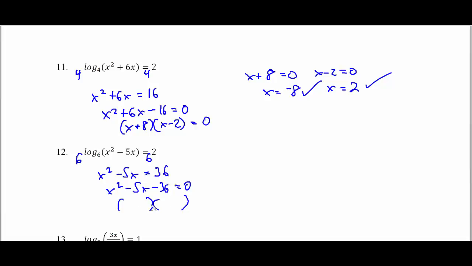Well, let's go and take a look at this. This is going to be x minus 9 and x plus 4. And if I set these equal to 0, I'm going to have an answer of x equals 9. And if I set this equal to 0, I'm going to have an answer of x equals -4. Uh-oh. Does it look like this is going to work here? Let's check. All right. We get 36, and 6 to the second power is 36. And the same thing happens here with -4.